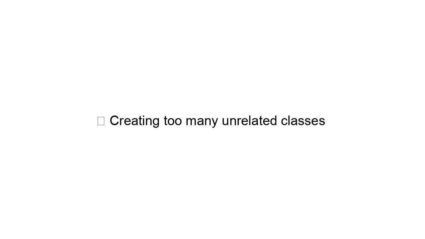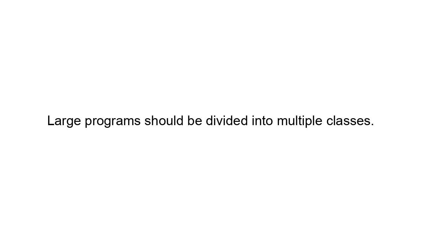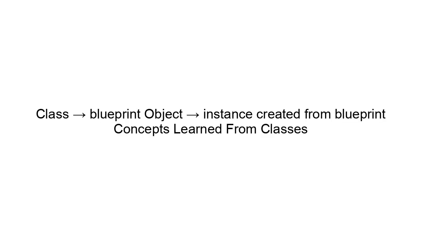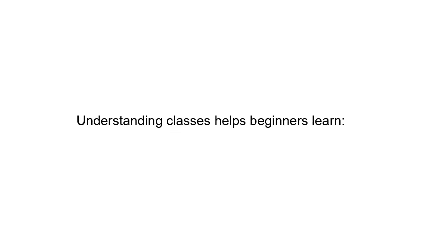Common beginner mistakes. Beginners sometimes make mistakes with classes. Creating too many unrelated classes. Classes should represent logical entities. Putting all code in one class. Large programs should be divided into multiple classes. Confusing classes and objects. Remember, class means blueprint. Object means instance created from blueprint.